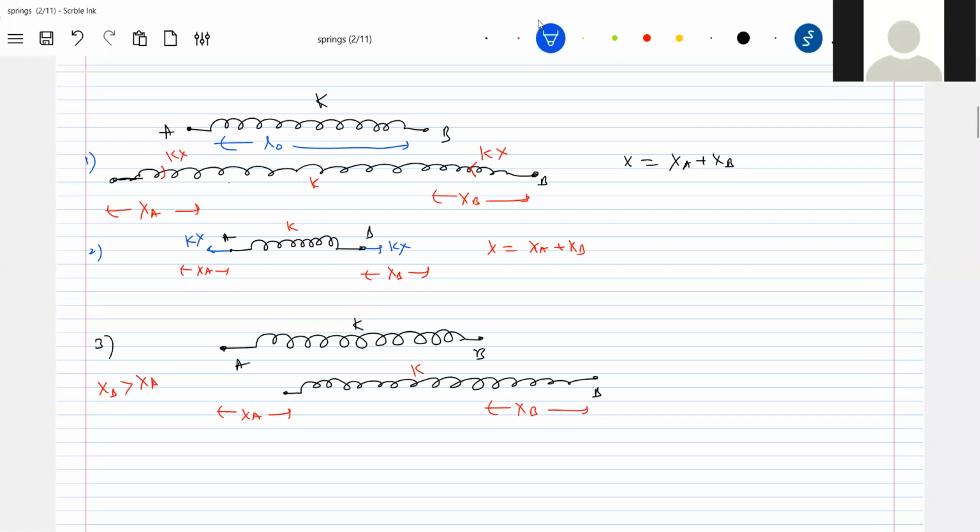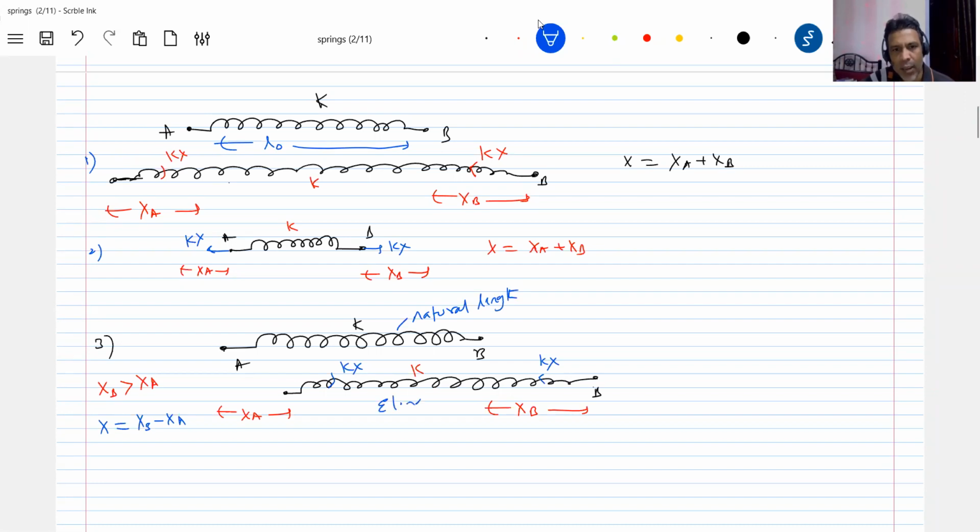So how do I have to show the spring force? The spring force should be kx like that. Then what is the value of x? The value of x should be xb minus xa. When both ends have displacement in the same direction, is it a compression or elongation? We will tell. You have to look at the situation here. So this is the spring at natural length. Then what is the state of the spring? This is elongated.